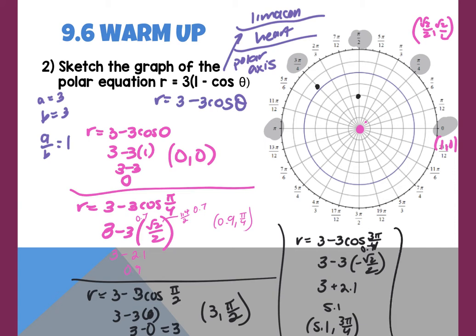And then the last one is pi. So r equals 3 minus 3 cosine at pi. The cosine at pi is negative 1. This becomes 3 plus 3, which is 6.